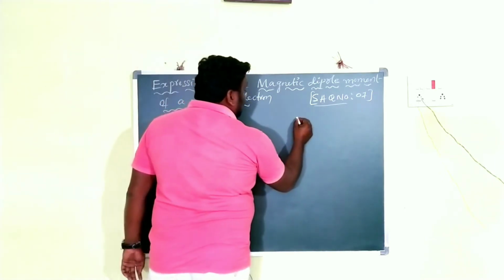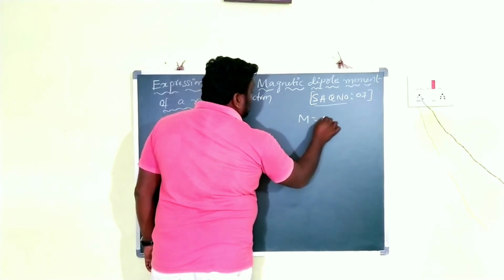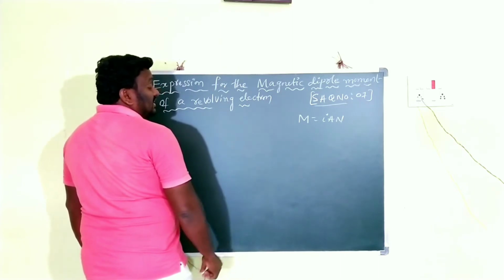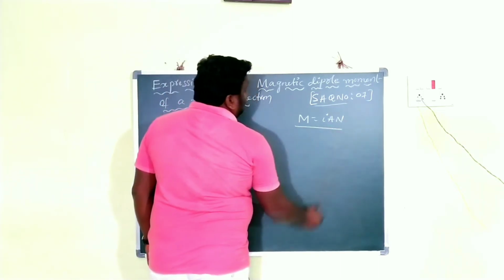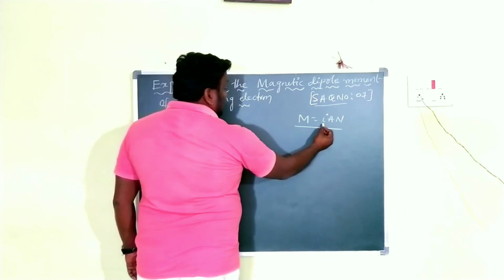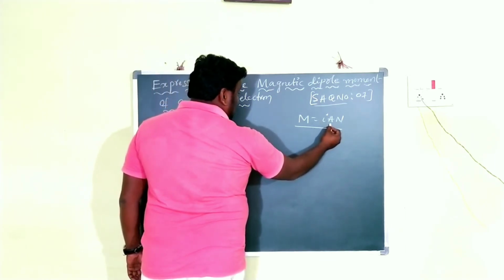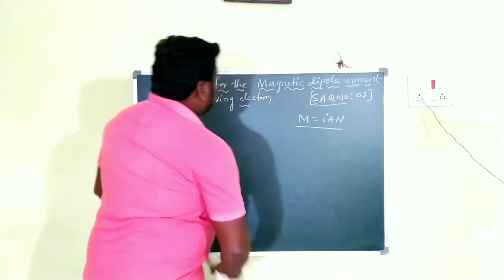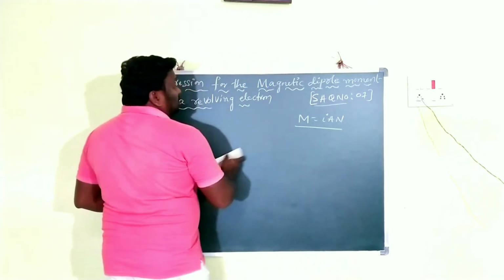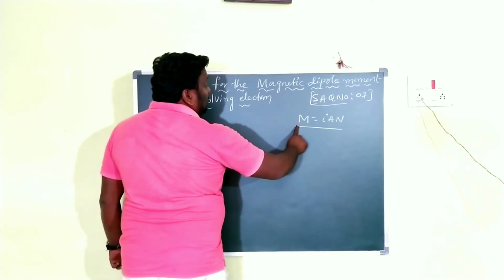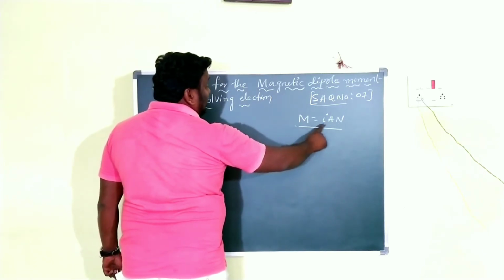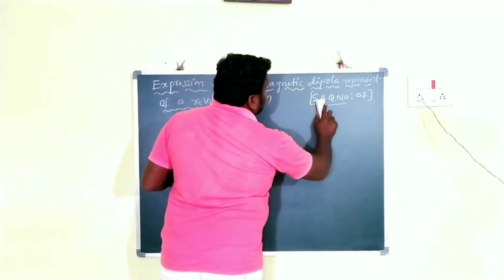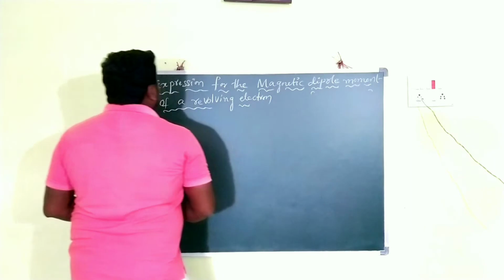Children, in the previous video I clearly explained that M is equal to IAN. This is the expression for magnetic dipole moment, where I is current, A is the area, and N is the number of turns. So in this case we are going to use this equation, M is equal to IAN.